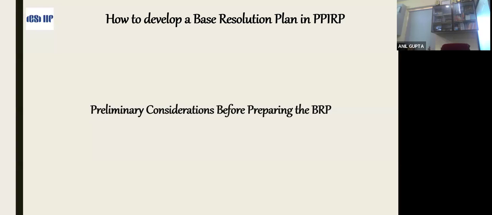Preliminary considerations before preparing base resolution plan. First of all, you should know about the company, how many loans availed, why the company is unable to pay. All these things you should know.